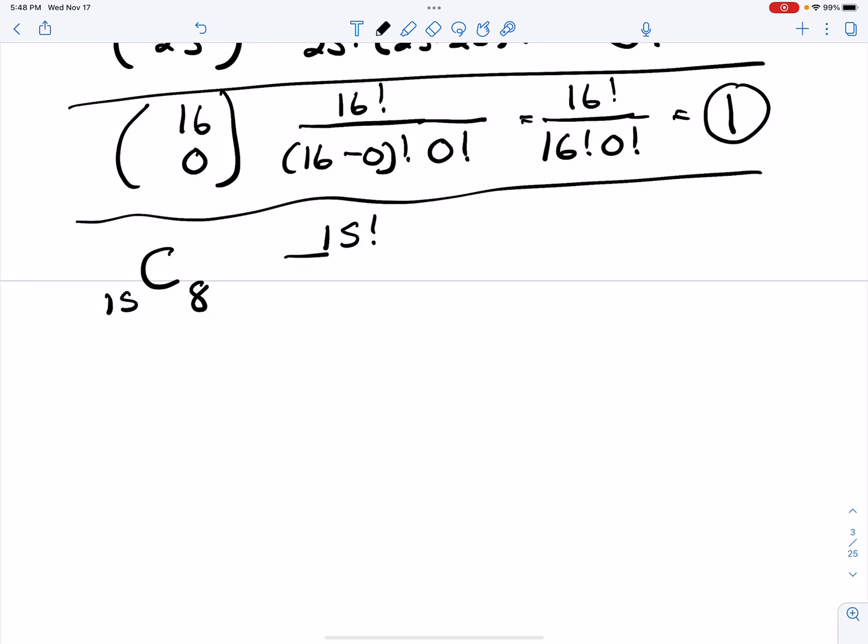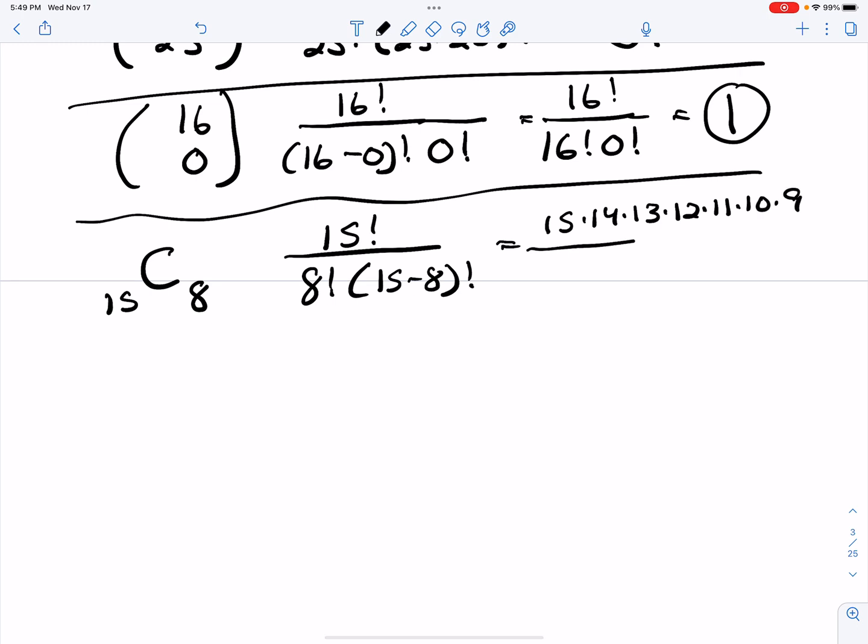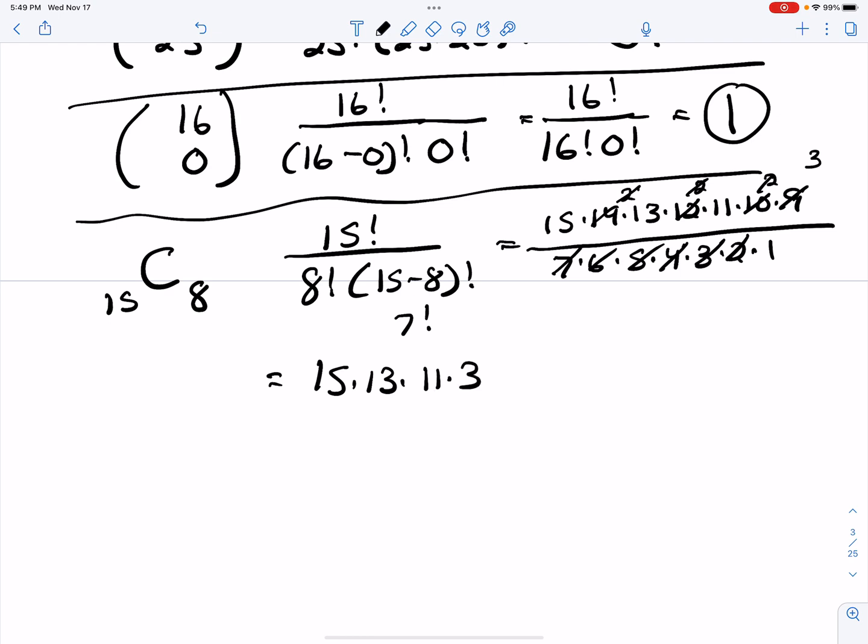So 15 factorial over 8 factorial times (15 minus 8) factorial. So you end up with what? 15 times 14 times 13 times 12 times 11 times 10 times 9. You can stop there because everything else will reduce with 8 factorial. And on the bottom we have 7 factorial: 7 times 6 times 5 times 4 times 3 times 2 times 1. Some of this stuff will reduce. So you end up basically with 15 times 13 times 11 times 3.